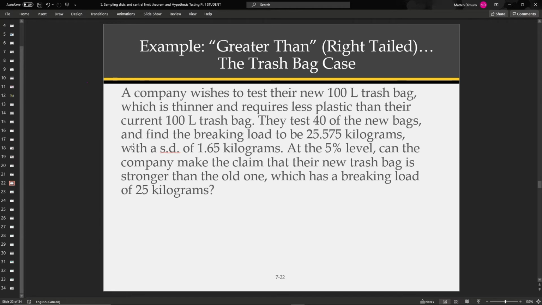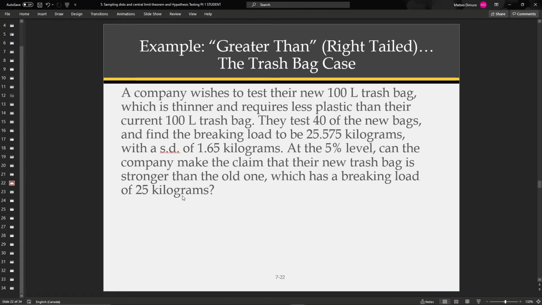So a company wishes to test their new 100-liter trash bag, which is thinner and requires less plastic than their current 100-liter trash bag. They test 40 of the new bags and find the breaking load to be 25.575 kilograms with a standard deviation of 1.65 kilograms. At the 5% level, can the company make the claim that their new trash bag is stronger than the old one, which has a breaking load of 25 kilograms?